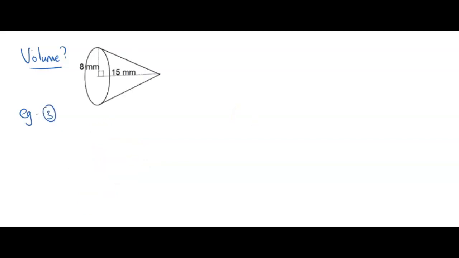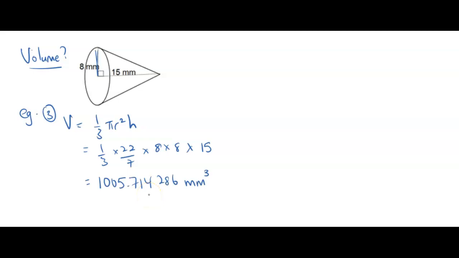The third example asks for the volume of this cone. Now again, what is the volume of a cone? 1/3 pi r squared h. Again, 1/3, my pi is 22 over 7. My r is this radius here, which is 8. 8 times 8 multiplied by 15, which is my height. Now, once I plug in all these values and I work it out, I will get my answer to be 714,286 millimeters cubed. So this is my solution for my third example. Now let's move on to the fourth example.